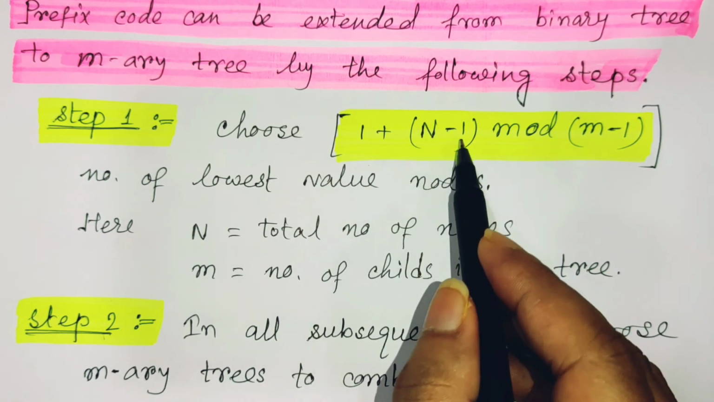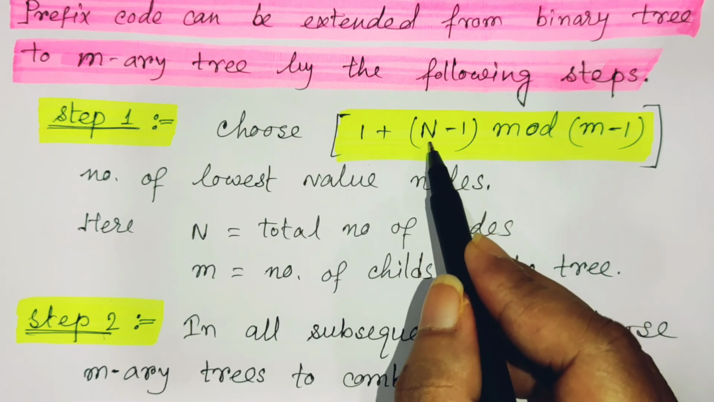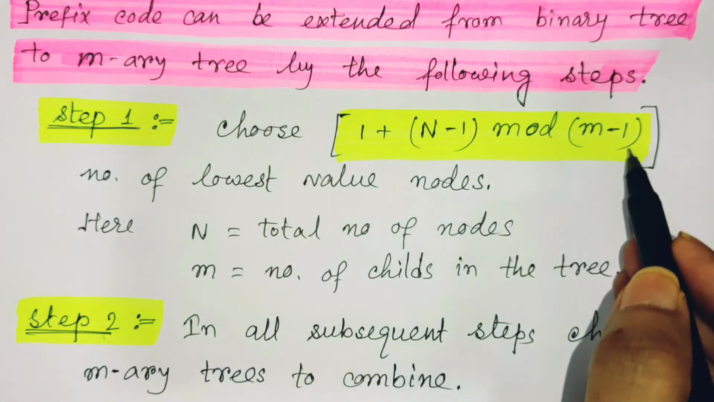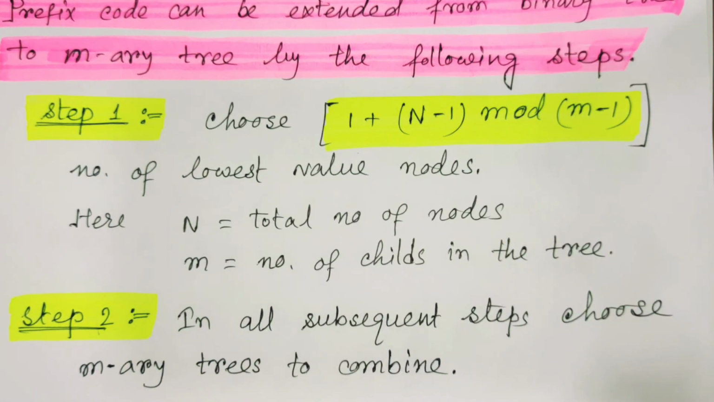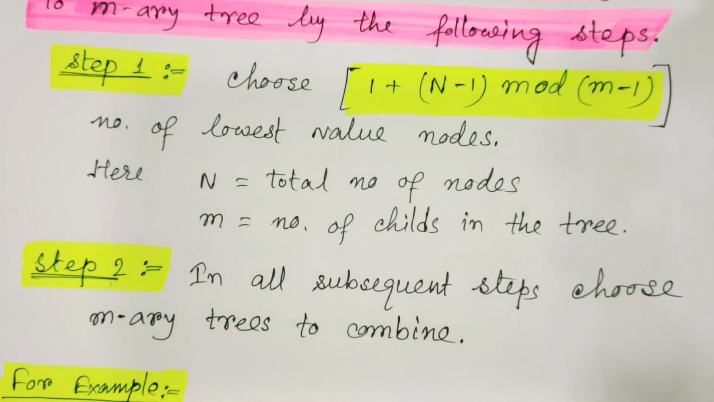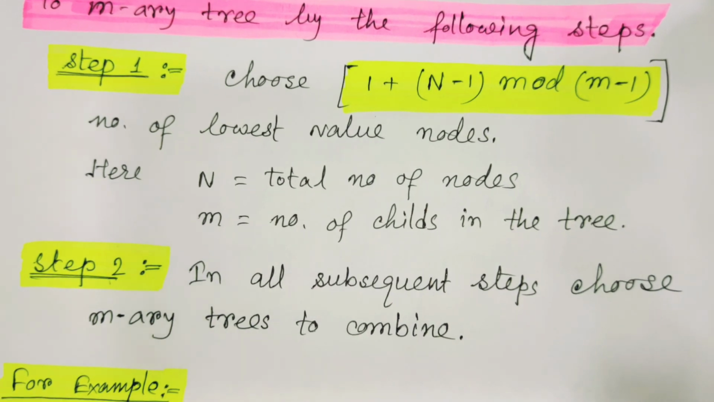I hope you understand what (n minus 1) mod (m minus 1) means. This is the remainder if we divide n minus 1 by m minus 1. So that remainder value plus 1 gives us the number of nodes. Whatever value you find, for the initial choice we should consider that number of nodes. After that, for the next subsequent steps we choose m nodes at a time. That means if it is 3-ary, then from the next step onwards we should choose 3 nodes.